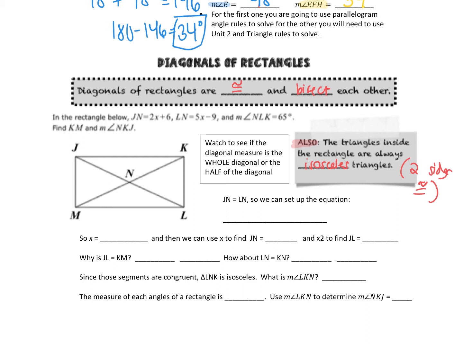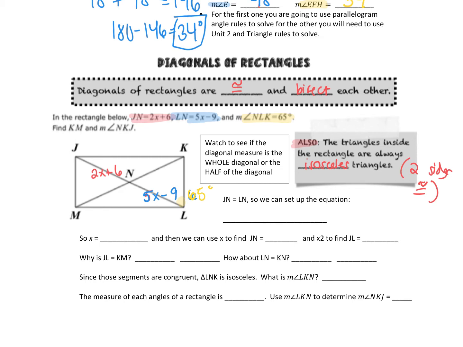So let's look at what it is that we are given. First, we're given that JN is 2x plus 6. So I'm just going to label that. 2x plus 6 is this side right here. Then we're given that LN is 5x minus 9. So this one, in blue, LN is 5x minus 9. We're also given that angle NLK, which is this angle right here, is 65 degrees. I want to make that one in yellow.